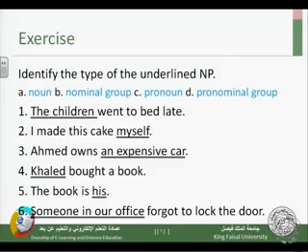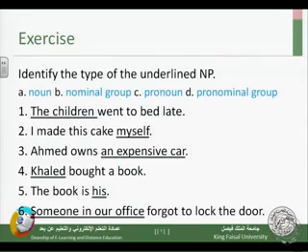So let's take a look at the first sentence. The children went to bed late. The underlined NP is the children. We notice two words function as one unit, one group, and it is taking the function of the subject. The head, children, is a noun. So a noun and a modifier, this is a nominal group. So the choice here is B. Number one, the choice is B.